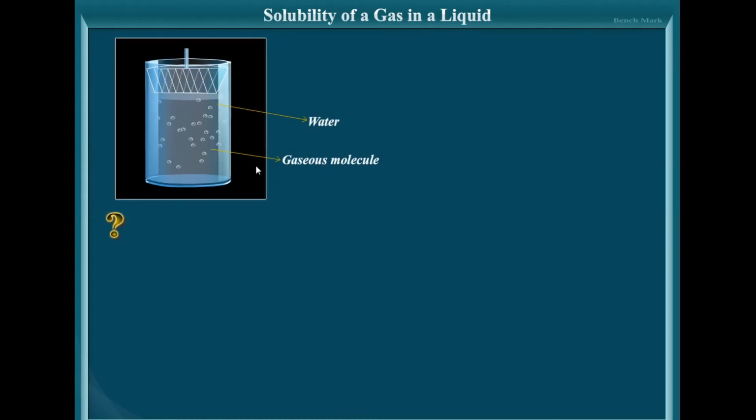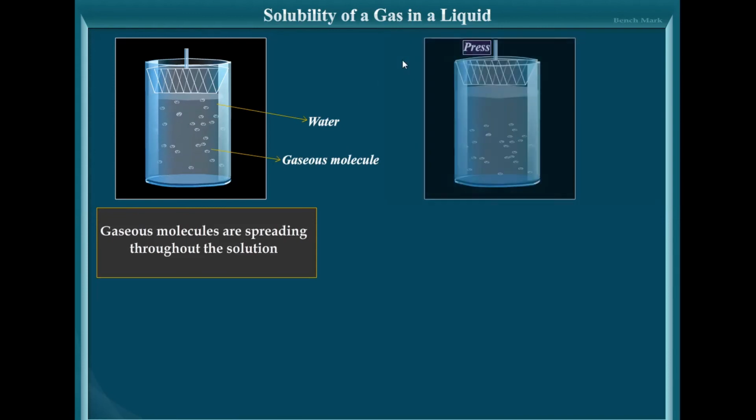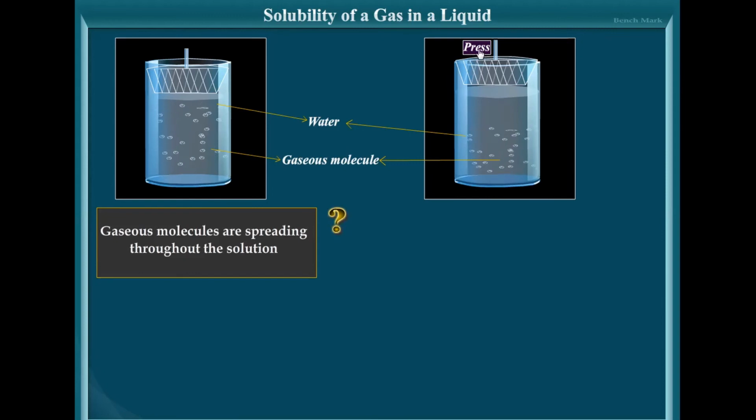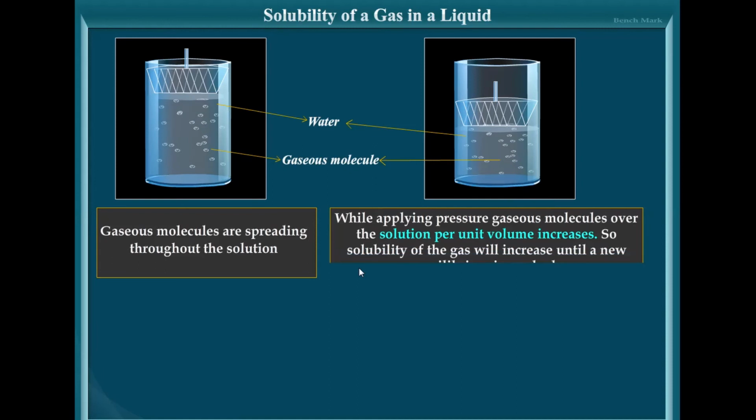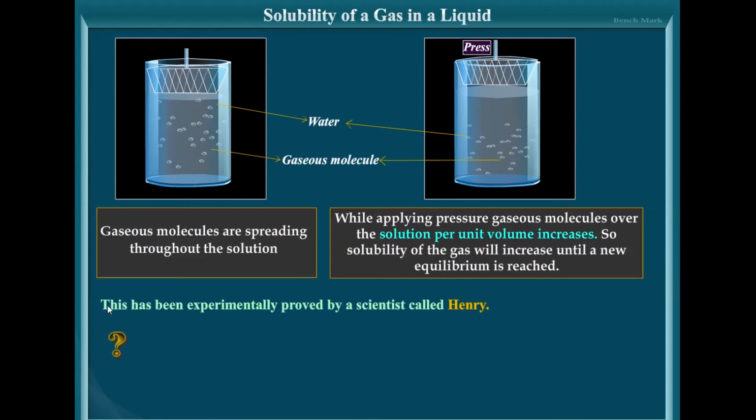Here we can find gaseous molecules, and water is also present there. Gaseous molecules are spreading throughout the solution. Here we are applying pressure. When I apply pressure, what can you find? While applying pressure, the number of gaseous molecules over the solution per unit volume increases. So the solubility of the gas will increase until a new equilibrium is reached.